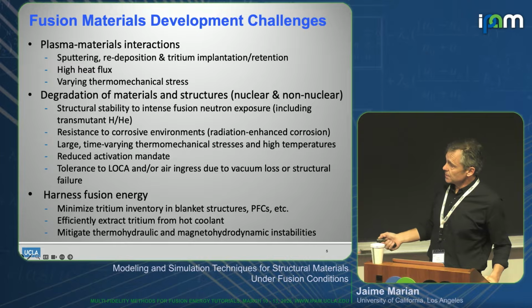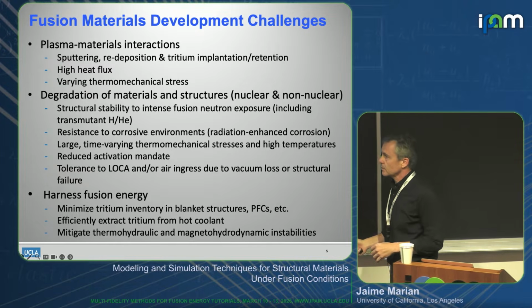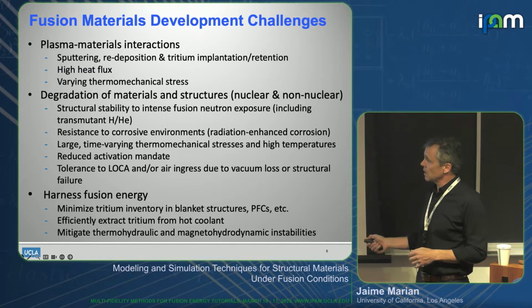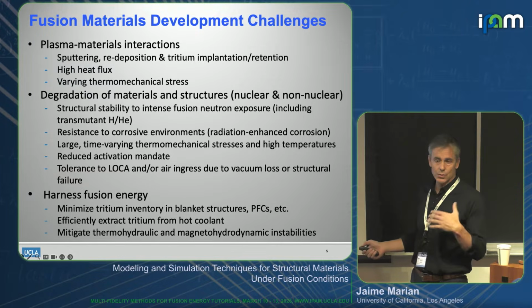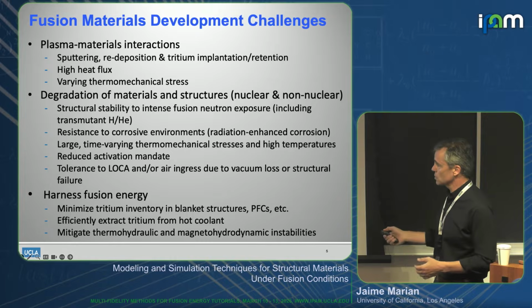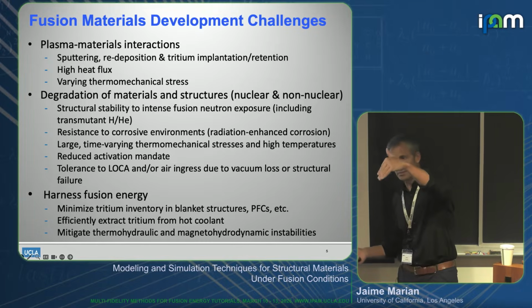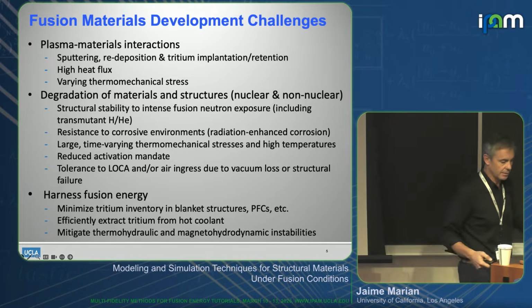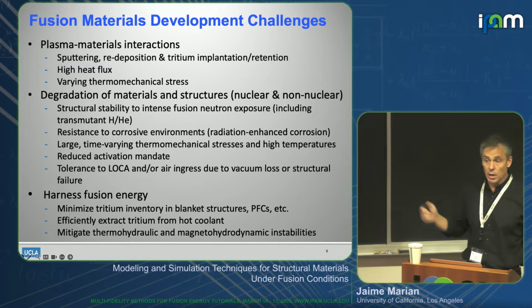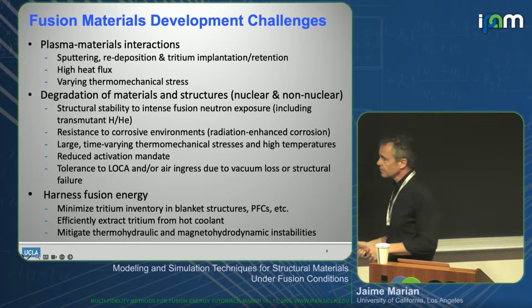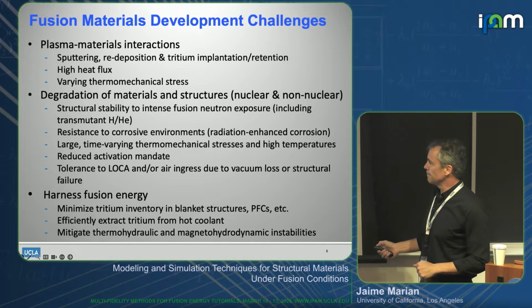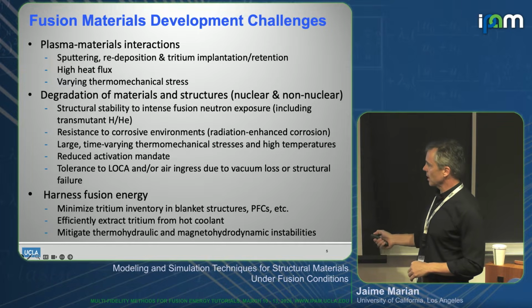You're going to have degradation of materials and structures. So these materials will lose their structural and dimensional stability due to fusion neutron exposure. Fusion neutrons cap at 14 MeV, but they have a tail of lower energy neutrons. All of them can do damage in their own way. We talked about corrosive environments already. Large time varying thermomechanical stresses at high temperatures.